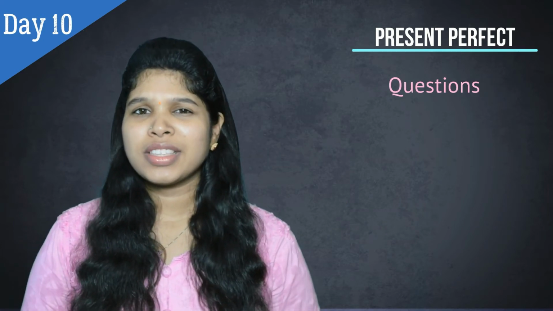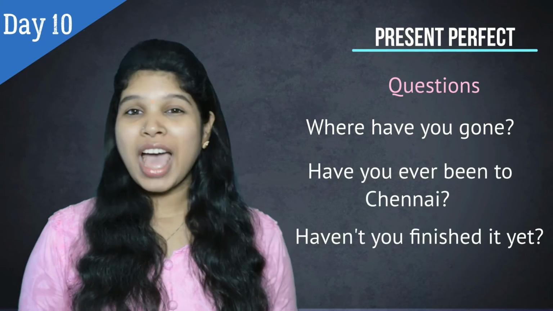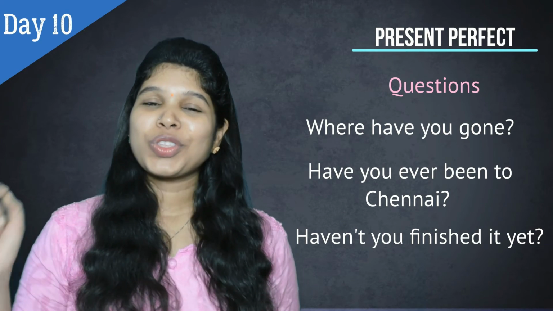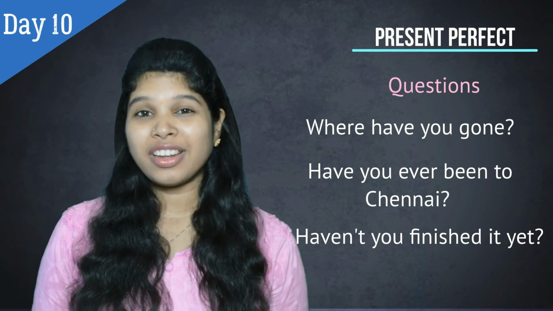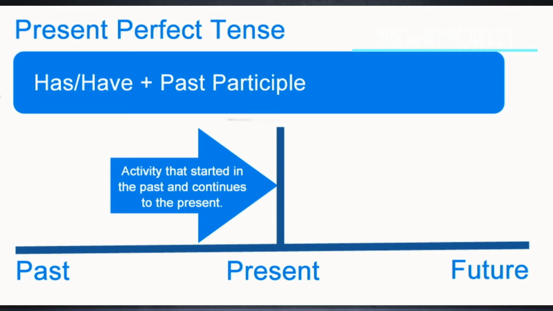Let us see how to ask questions now. Now you have not seen someone for quite some time and suddenly he appears in front of you. What do you ask him? Where have you gone? Have you ever been to Chennai? Haven't you finished it yet? So the rule of a present perfect interrogative statement is has or have plus subject plus past participle. Of course, sometimes you start the question with where, what, when, how, followed by this rule. So present perfect tense is used to describe actions that happened in the past or sometimes started in the past and ended in the present.